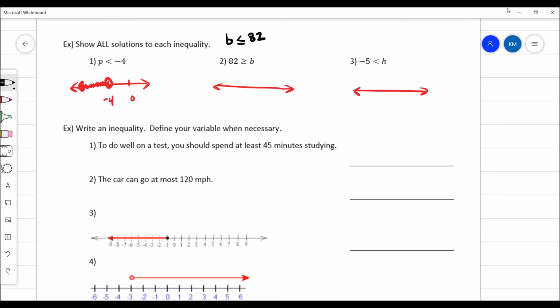So B is less than or equal to 82. So I have 82 here, and 0 over here. This would be a closed circle because it's "or equal to." And then I'm going to shade to the less than side.